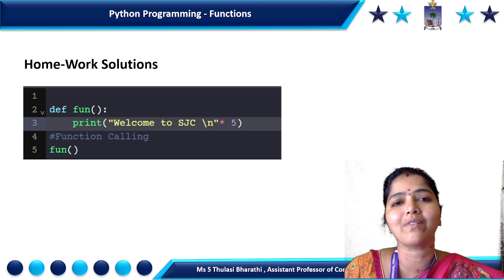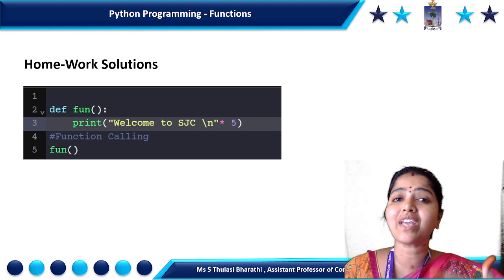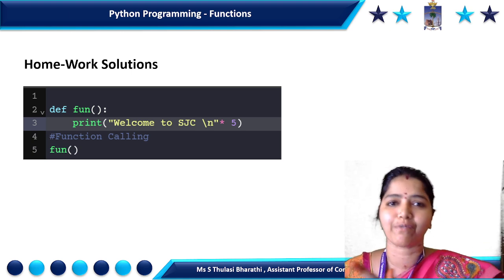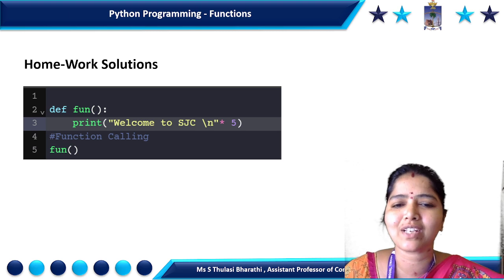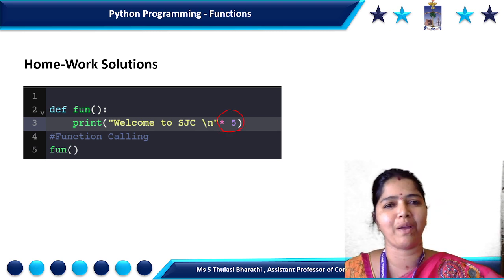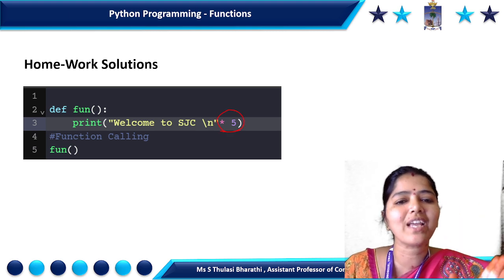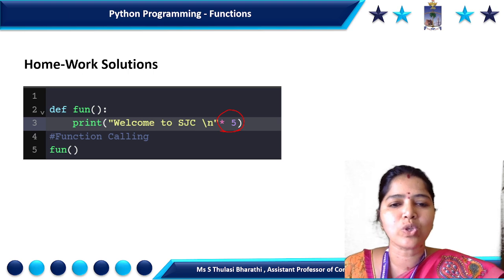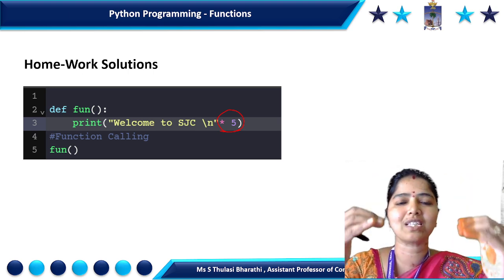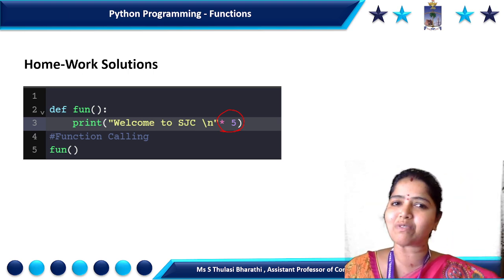I asked you to print welcome to SJC 5 times. See, we can print that welcome to SJC in many different ways. But the simple way is just using a star operator, multiply into 5. So a string can be multiplied 5 times. So this will print welcome to SJC, welcome to SJC, welcome to SJC. 5 times it will be printed.